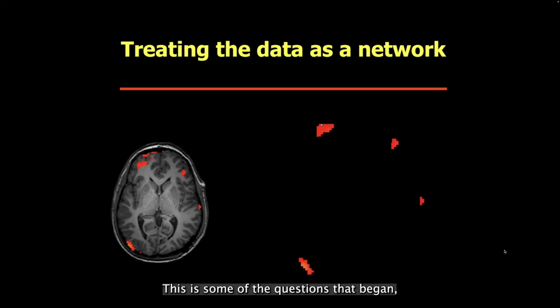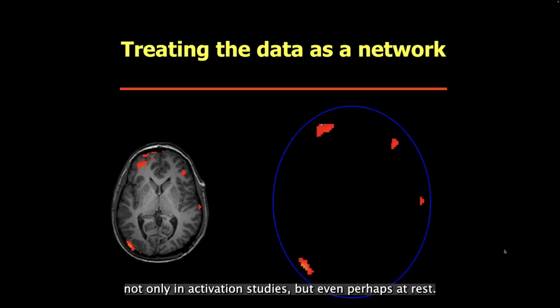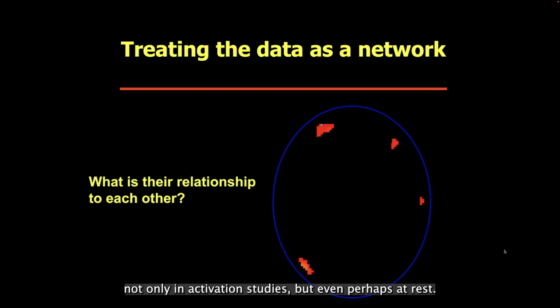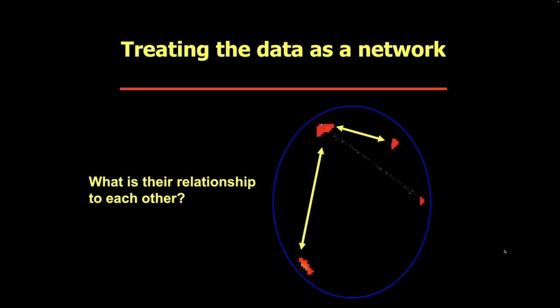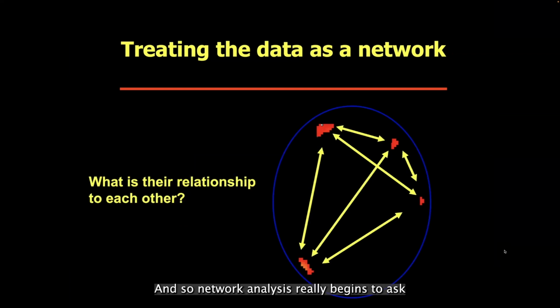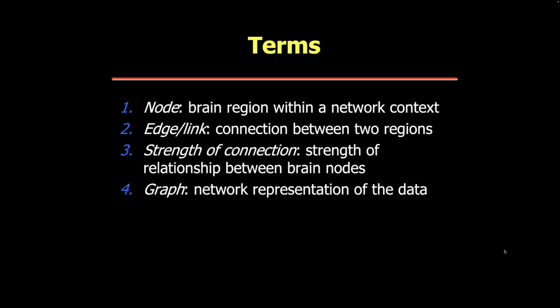These are some of the questions that began in the mid-90s, being asked not only in activation studies, but even perhaps at rest. Network analysis really begins to ask, as opposed to identifying individual locations where there's brain activation, we now move toward not only whether those locations are important, but how they are interacting with one another.